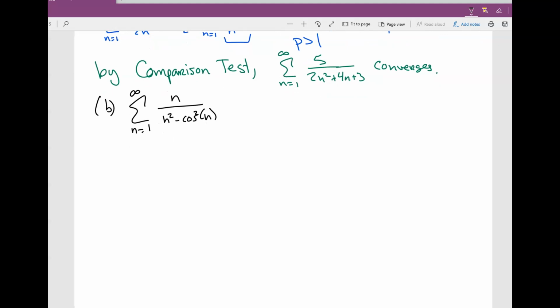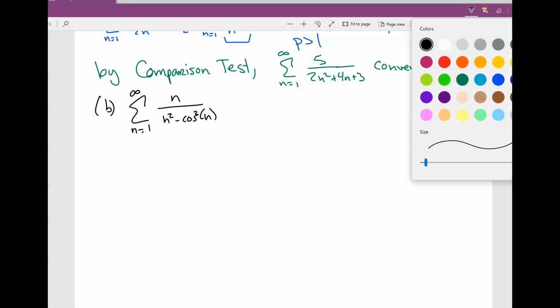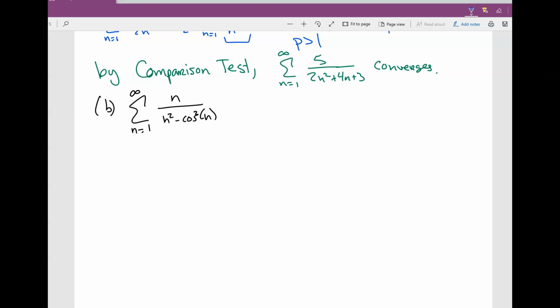Now, one thing that you might want to take into consideration is you can basically look at the highest terms if you really want to. Notice that you definitely don't want to use the integral test here. That would be terrible. So one thing that you can do is try to compare n over n squared minus cosine squared of n with the powers of the highest terms, which in this case will be n over n squared.